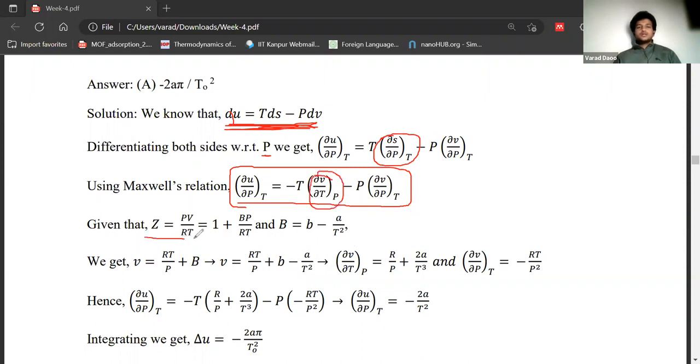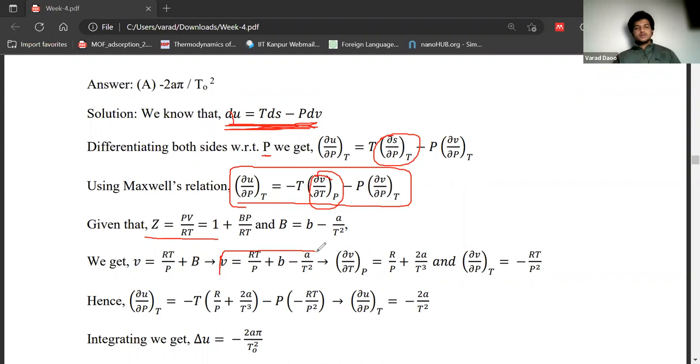Then we are already given that Z is equal to this. Z is equal to PV by RT, which is nothing but, I think here it should be B, Z is nothing but PV by RT, which is 1 plus BP by RT. So this expression has been given to us where B is this. We just substitute it, rearrange it, and what we get is this: V is equal to RT by P plus B, and then we put in the value of B, and do the simplification. What we get is this.